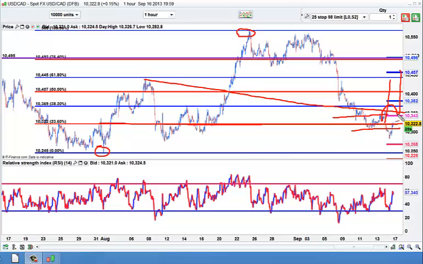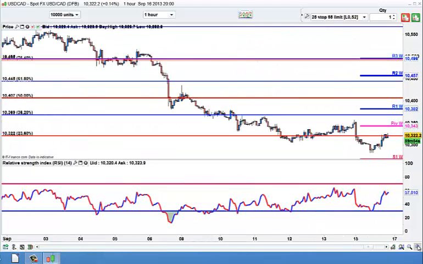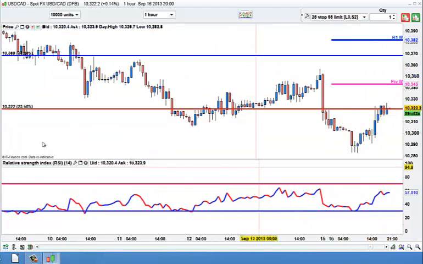So that's 103.43. We're only at 103.22. This is a nice easy one to take. But with Fed in mind, I think this is worth taking.